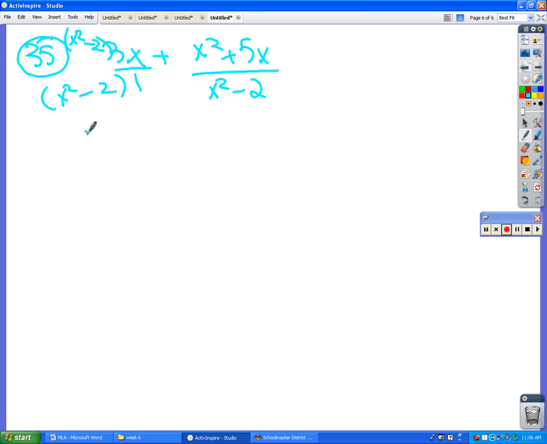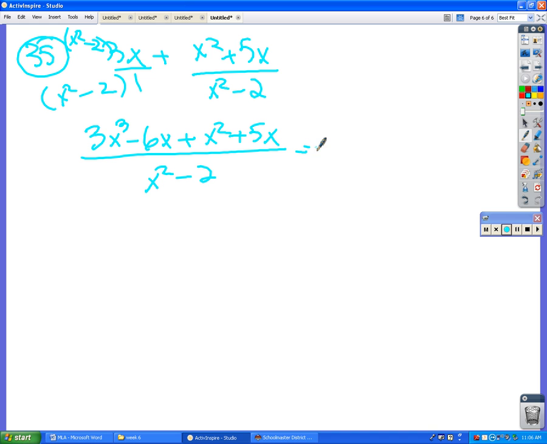Okay, now distribute this, so that gives me 3x cubed minus 6x plus x squared plus 5x, and that's all over x squared minus 2. And then what like terms can I combine in that? 3x cubed, I'm going to do it in standard form, x squared minus x over x squared minus 2, and we are done. Wait, can the x squared's not cancel? You can, oh, it's addition.